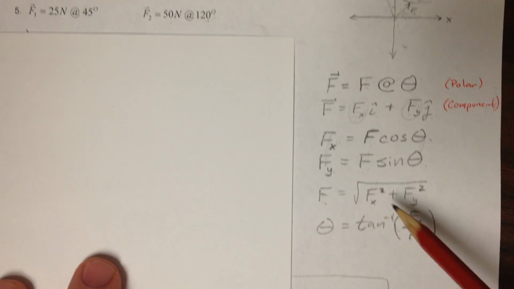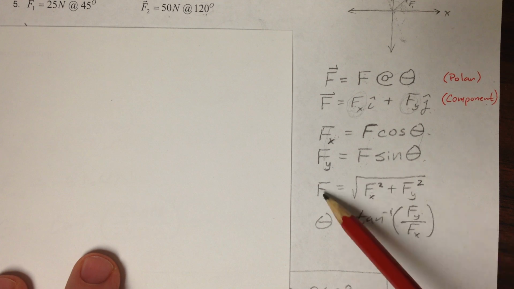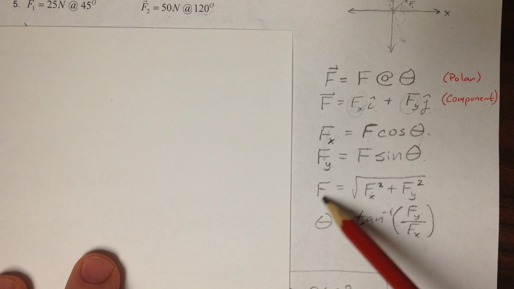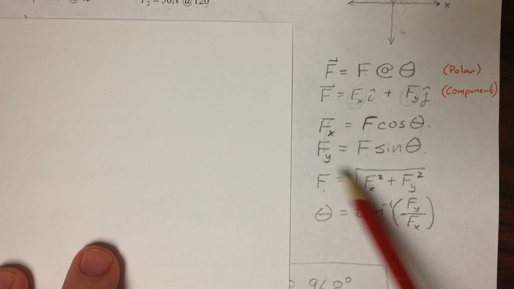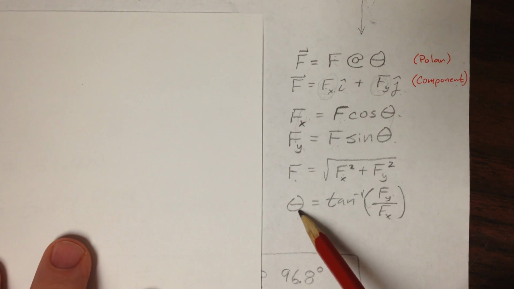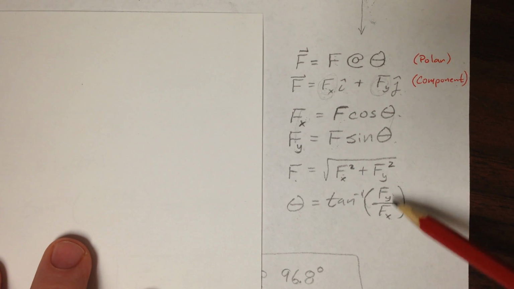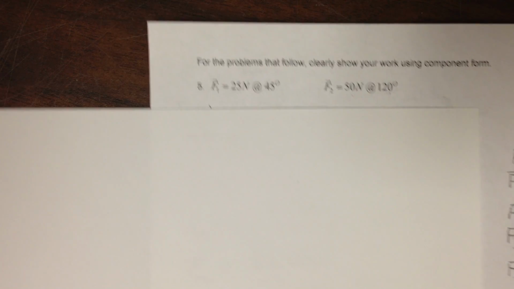On the other hand, if I know the components, F sub x and F sub y, then I can find the magnitude. Notice there's no vector sign here. I can find the magnitude simply by taking the square root of the sum of the squares. That's the Pythagorean theorem. And then if I need to find the direction up here and I know the components, I simply take the inverse tangent of F sub y over F sub x. Again, making sure my calculator is in degree mode.